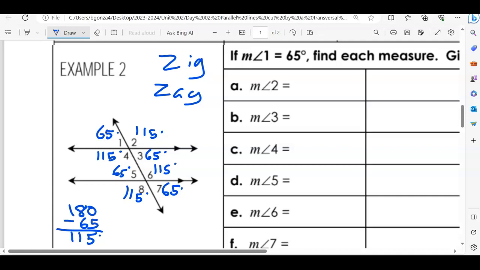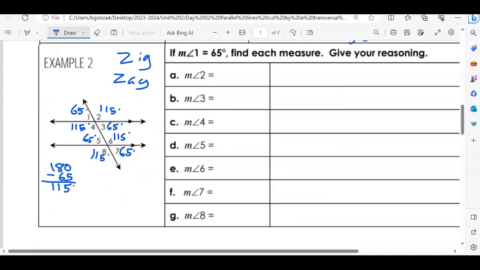Now, isn't this going to be a lot easier to fill in now that we have that label? Let's do that. What's angle 2? 115. What's angle 3? 65. Angle 4 is 115. Angle 5 is 65. Angle 6 is, I'm just looking at the picture now, taking it off my diagram. Okay, so this is easy to fill in once it's already there.